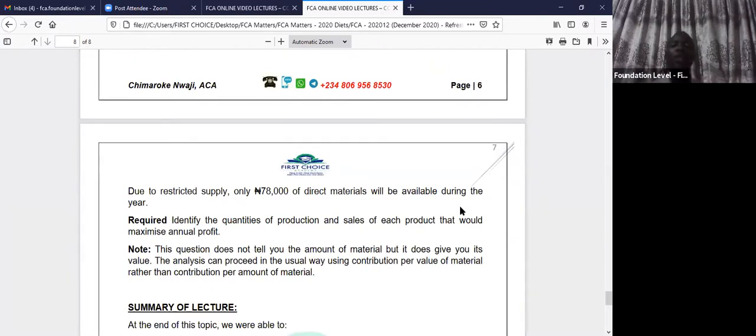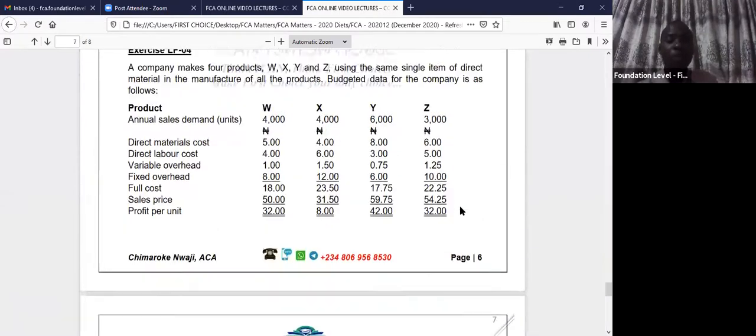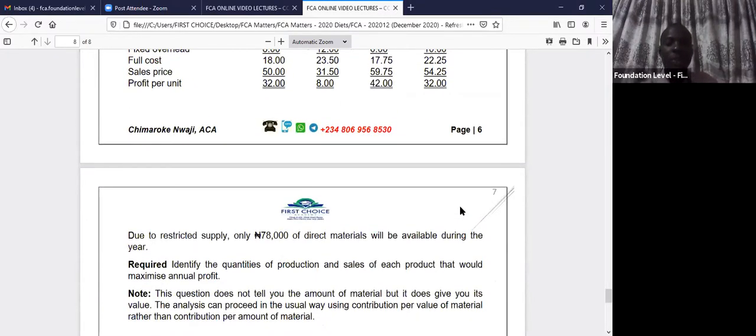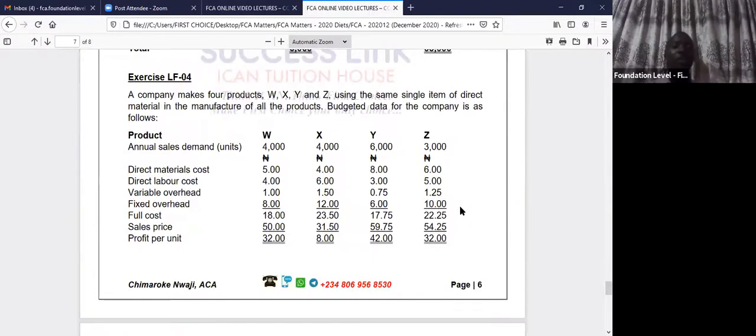Identify the quantities of production and sales of each product that will maximize annual profit. So what will you do? We have identified the limiting factor as material supply, not quantity of material. Material supply is 78,000. Material supply is in naira, and that means direct material cost will be the limiting factor.